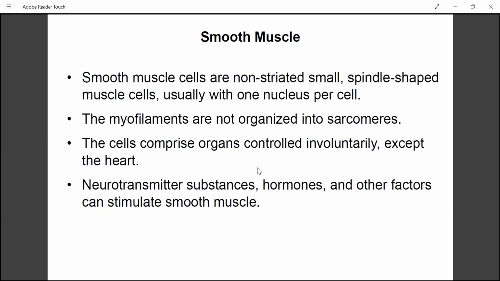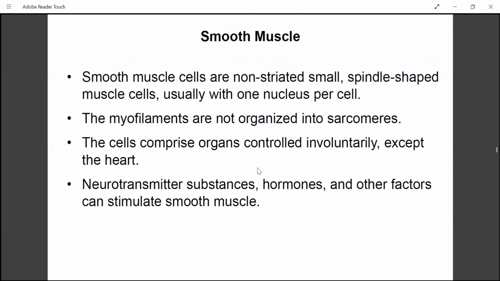All right, circling back to smooth muscle. Remember, this is our only type of muscle that's non-striated. And unlike our skeletal and cardiac muscle, we're usually only going to find one nucleus per muscle fiber. Our myofilaments are not organized into sarcomeres, so that's why it doesn't have the striated appearance, and they're involuntarily controlled. So they're pretty much any organ that's involuntary besides the heart.